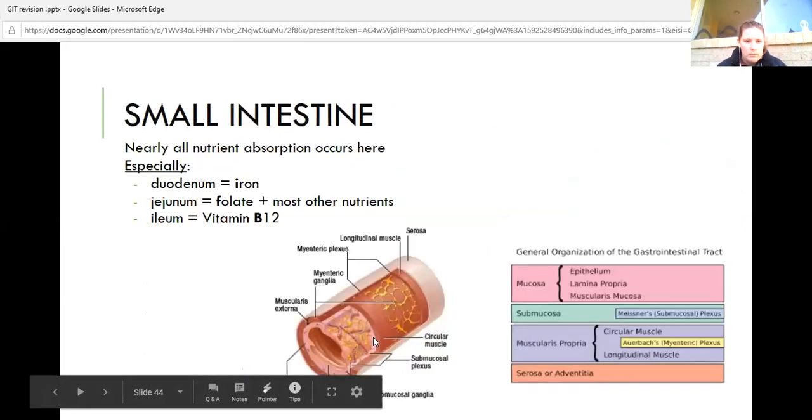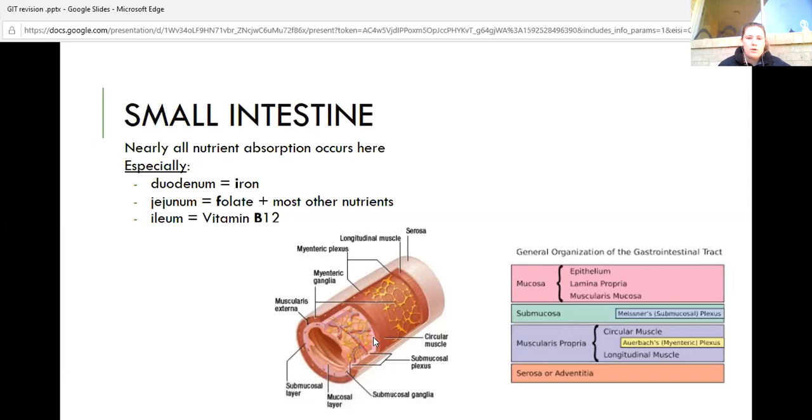Then moving on to the small intestine, which is all about nutrient absorption, really. So the big nutrients to remember is the duodenum is iron, the jejunum is folate and most other nutrients, and the ileum is vitamin B12.